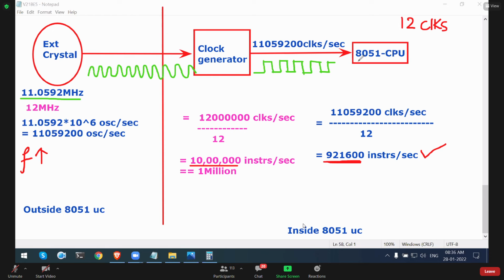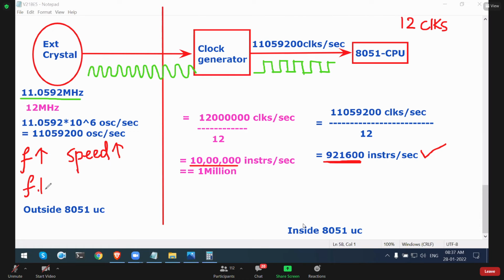If I increase the frequency, then the CPU also has an increased count of execution of instructions per second. So if the frequency increases, the number of instructions executed will increase. Executing more instructions means faster speed. Executing fewer instructions means slower speed. So if I increase the frequency, the speed of execution of the CPU will also increase.